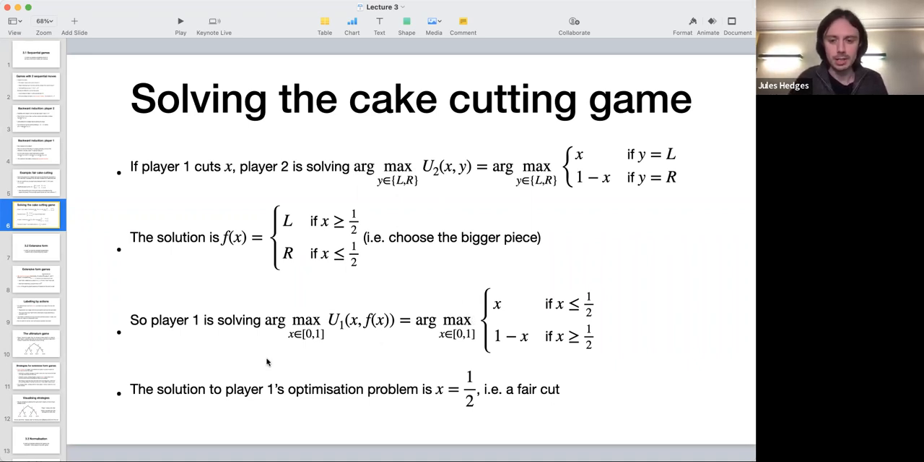So what this means is that player one's solution of this optimization problem is to choose x equals 1/2. That's the thing that maximizes this. That is to say, the solution to this is that player one makes an actual fair cut.